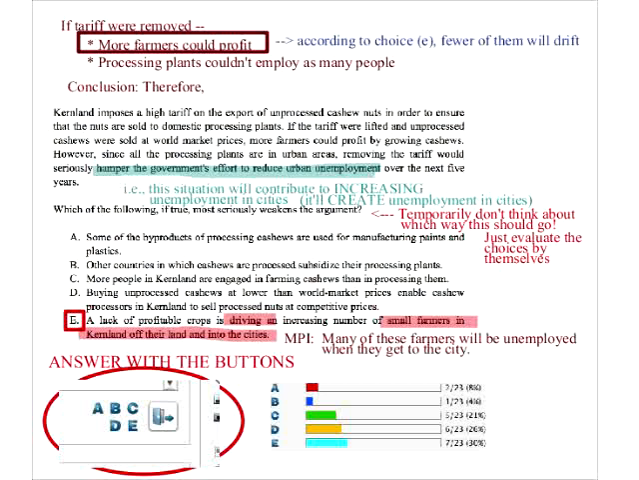Fewer of them will drift into the cities and become unemployed. And so that's going to have a direct negative effect on unemployment instead of a positive effect. No, fewer of them will. So according to choice E, if you do this, then you will be reducing the number of farmers that drift into the cities and become unemployed. So in other words, that gives a negative effect on unemployment, which will help to balance or cancel out this positive effect. So none of the other choices really have an MPI that has anything to do with unemployment.